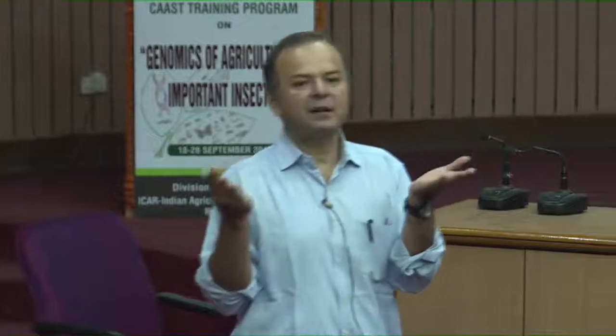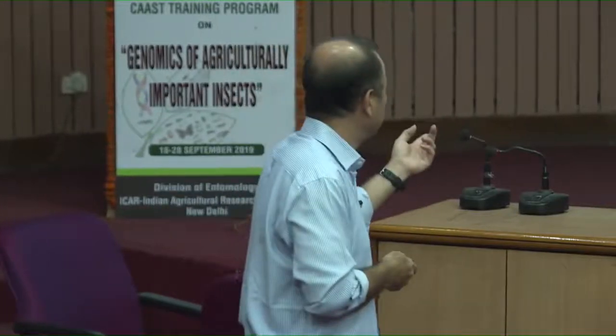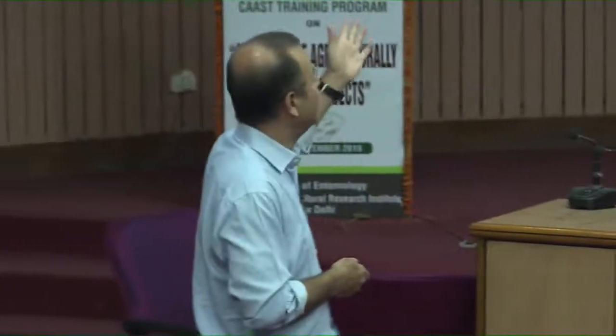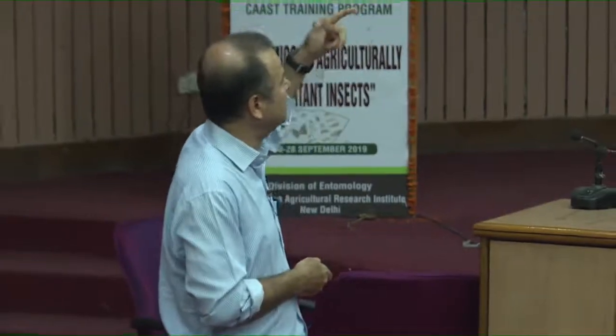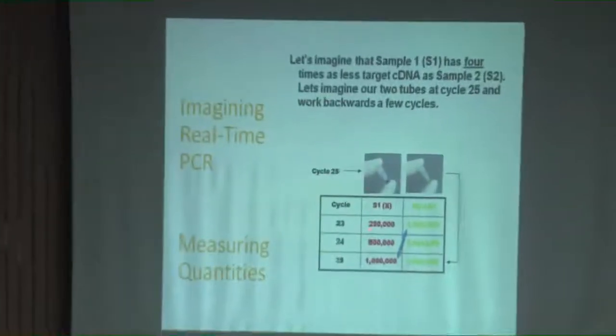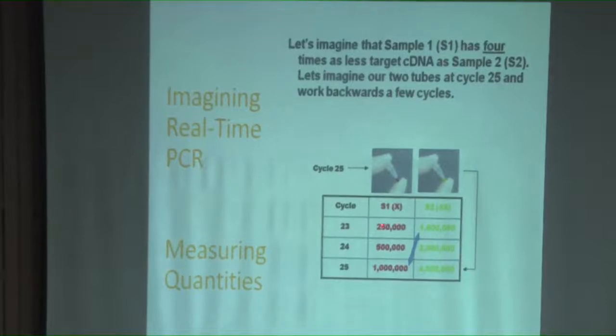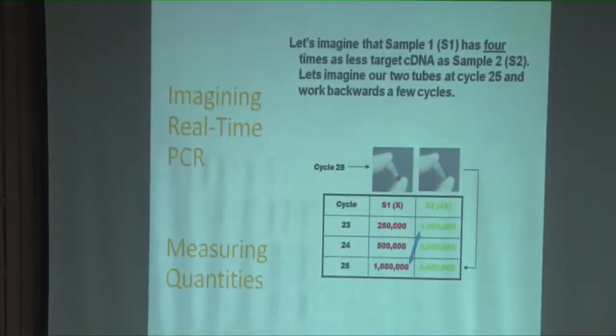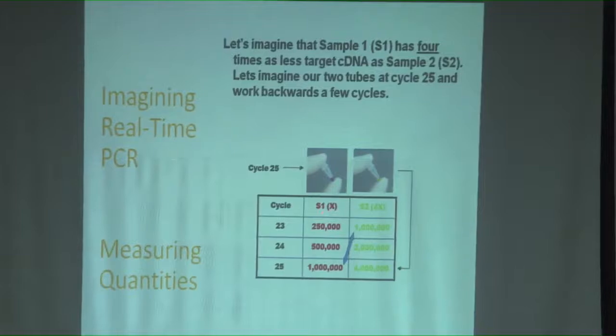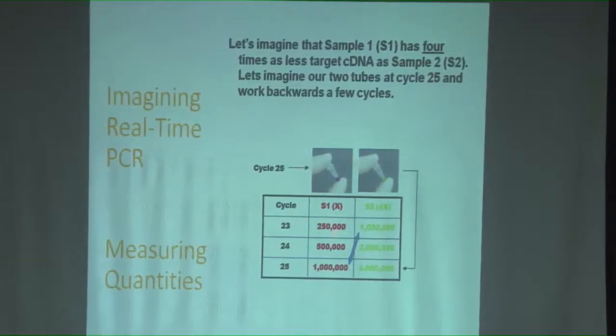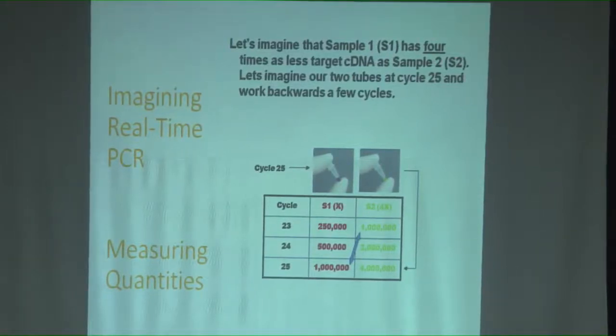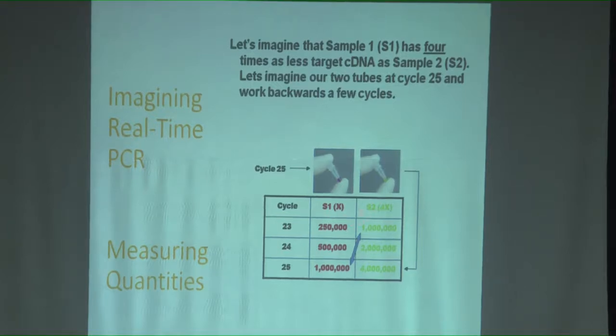Okay. Now say I am doing comparative analysis of two samples, S1 and S2. Assume that in sample S1, for one particular gene, at the end of 23 cycles, I have a certain number of copies, and in S2 you have 4 times more. Say in one case it is X, in another case it is 4X. Here gene expression is more, 4X, and here gene expression is less, X.